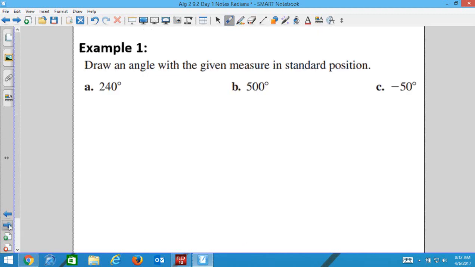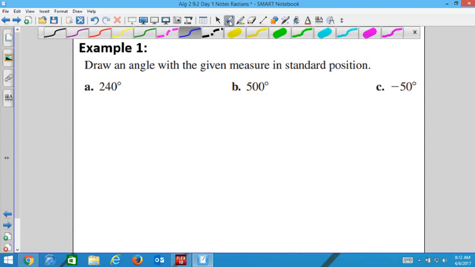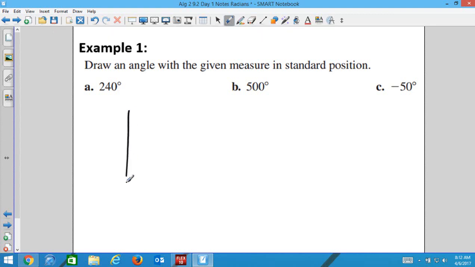Example 1, we're going to do this together because I want you to be detailed. You are now 10th, 11th graders. We can draw a detailed angle: 240 degrees. You're going to start with your coordinate plane, and we're going to label some angles. So I'm going to start at the initial side. That would be 0 degrees.